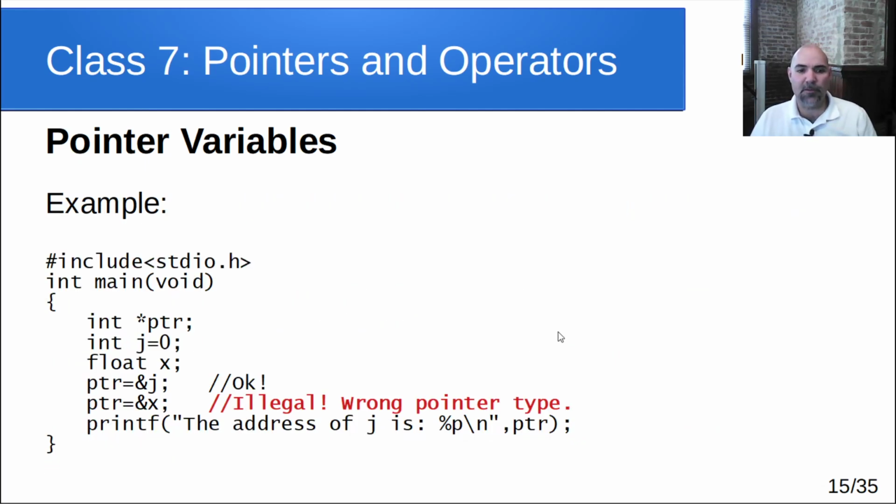So let's take a look at that. So here's an example. And notice that in this example, I create a pointer variable called PTR. I create an integer, and that's an integer pointer. I create an integer called J that's storing the value of 0. I've initialized it to 0. And then I also have this float variable X.